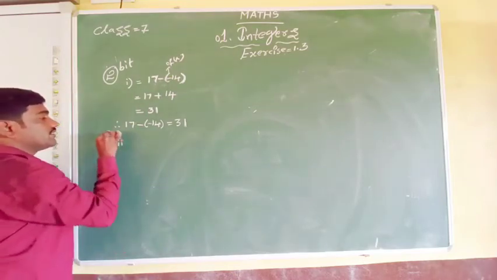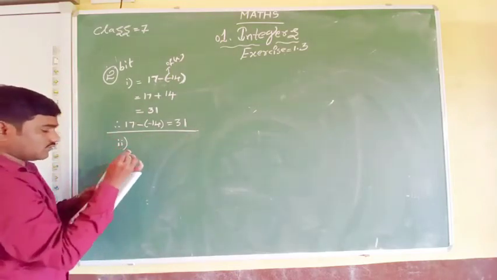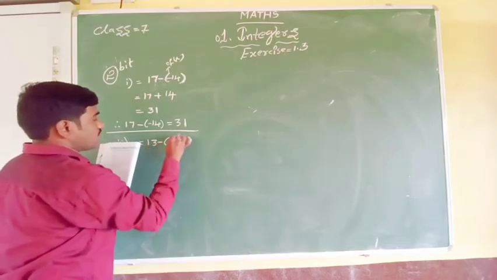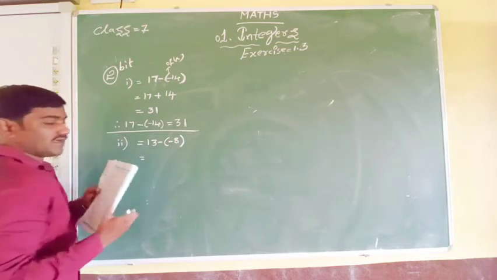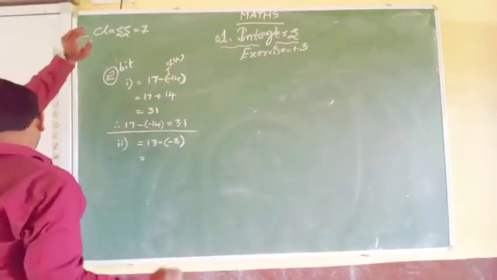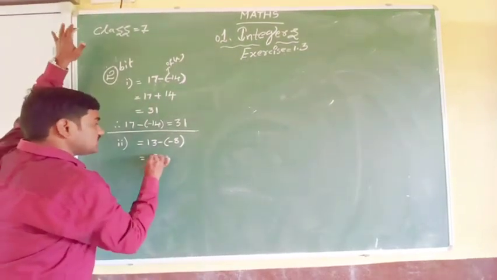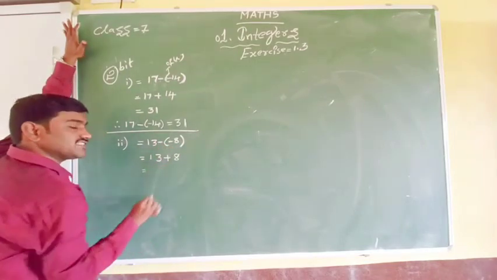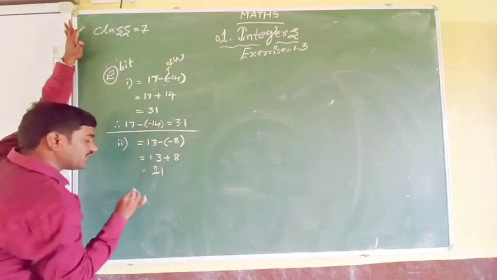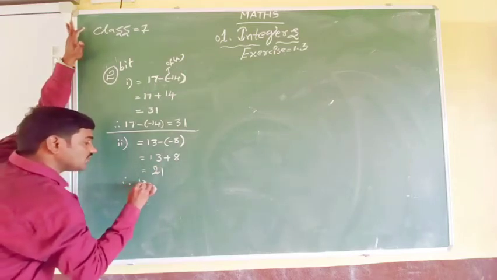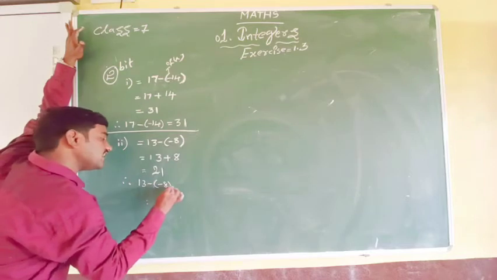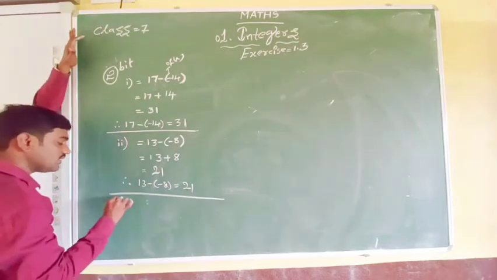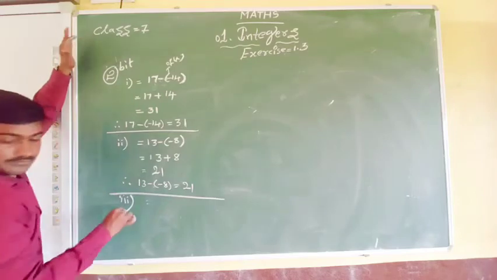The second question is 13 minus of minus 8. Let us solve this. 13 minus of minus 8 is 13, minus into minus is plus, that is 8. 13 plus 8 is 21. Therefore, 13 minus of minus 8 gives us 21.